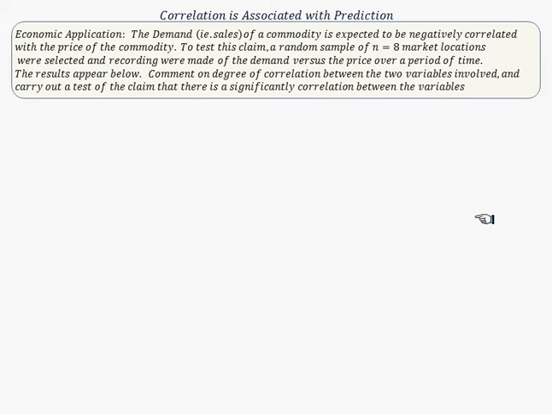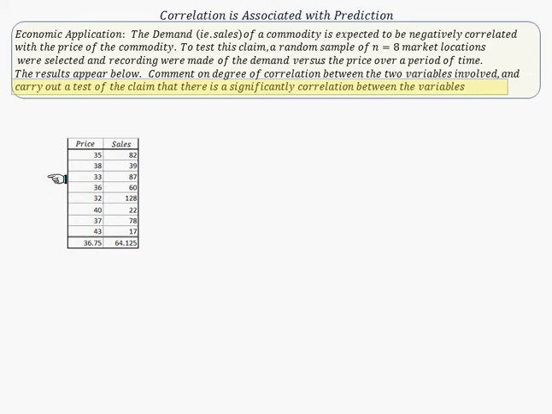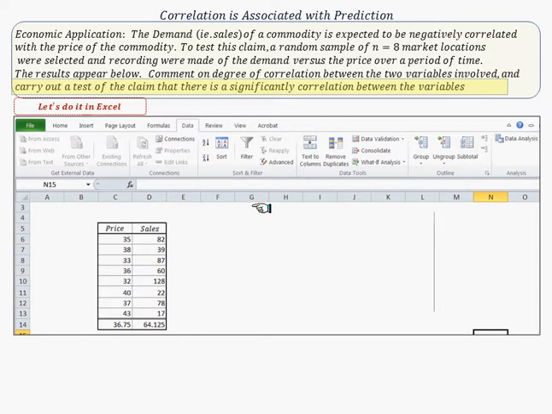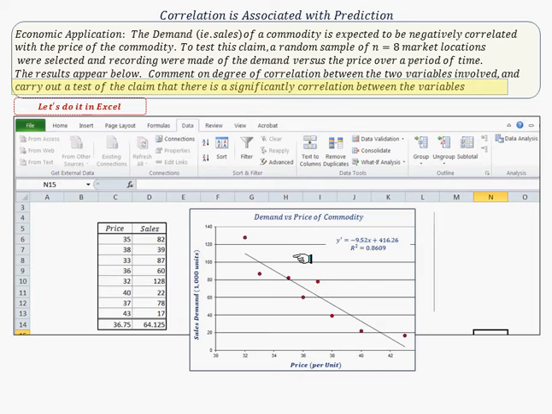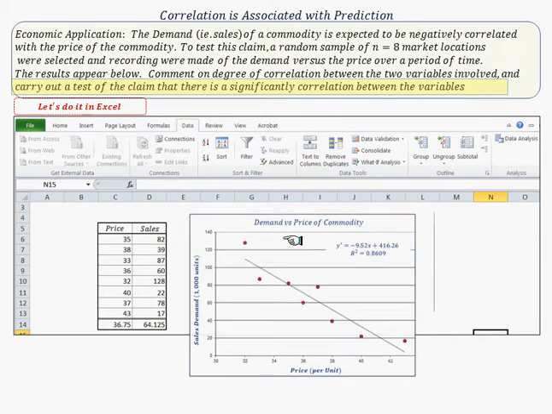We want to test the degree to which this is correlated with the price of the commodity. So we take 8 market locations and we have the price versus sales here, paired data. And we're going to do this analysis in Excel. And this is the Excel screen. And this is the graph. You can see a downward trend here, a negative correlation.